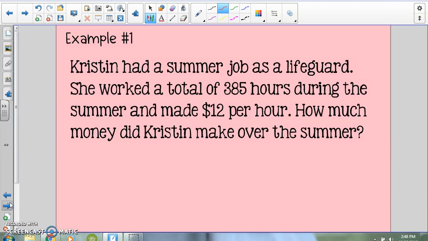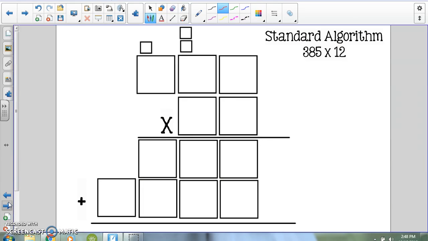Alright, our first question. Example number 1. Kristen had a summer job as a lifeguard. She worked a total of 385 hours during the summer and made $12 per hour. How much money did Kristen make over the summer? Alright, let's plug in what we know. We have 385, excuse my 3, times 12.